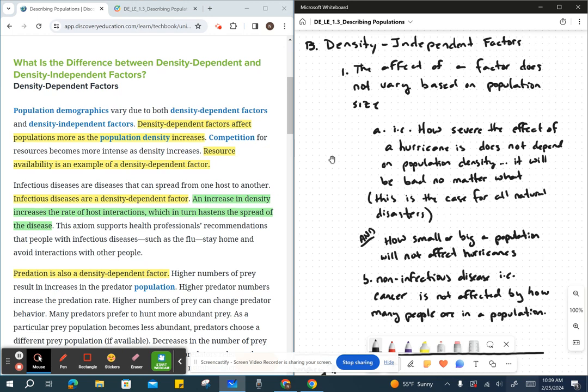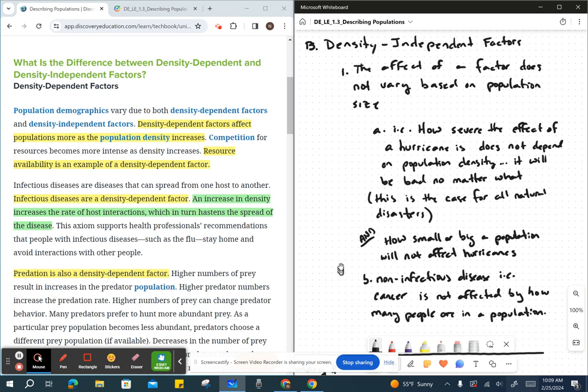And this is a little stranger, but you could flip that around. How severe the effect of the hurricane is does not depend necessarily on population density. It's going to destroy the coastline. It's going to destroy whatever is alive. It doesn't care if there's one person there or 100 people there. Its effect is going to be just as lethal. It's going to kill, right? So most of your natural disasters can fall into this density independent category.